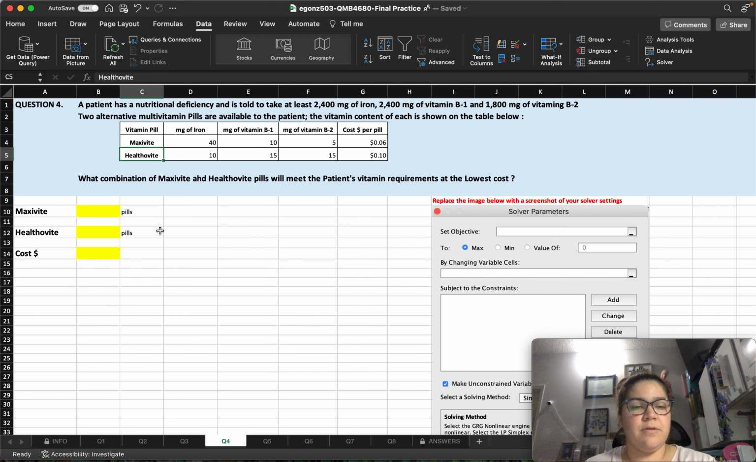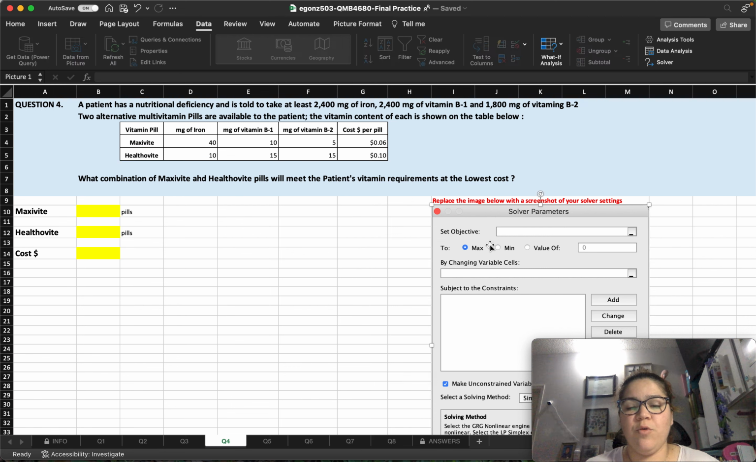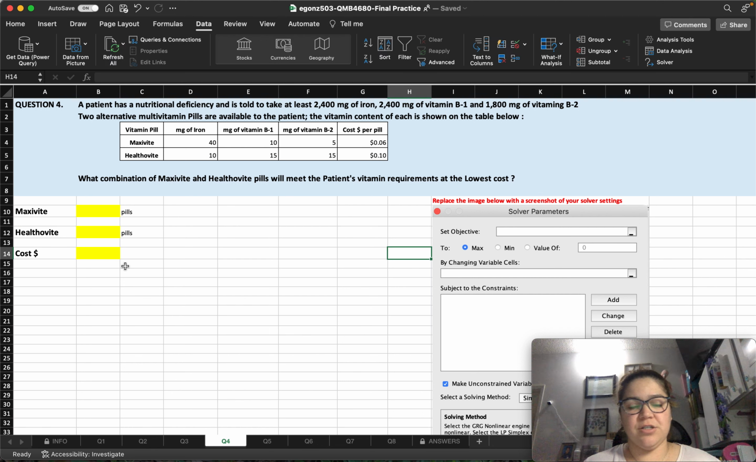They are multivitamins, right? And they're asking us what combination of this pill and this pill will meet the patient's vitamin requirement at the lowest cost. So when it says the lowest cost, we know for a fact that when we do the solver, we're going to select minimum because we're trying to minimize the cost for the patient, right? We're not trying to maximize profit. Usually when it's profit-wise, we're trying to maximize. When it's about cost, let's say if we're going to purchase a house, we want to pay the lowest, right? So the lowest cost will be minimizing instead of maximizing.